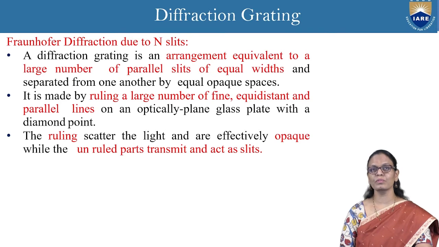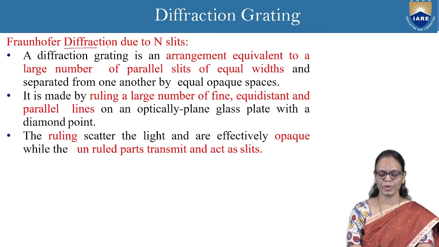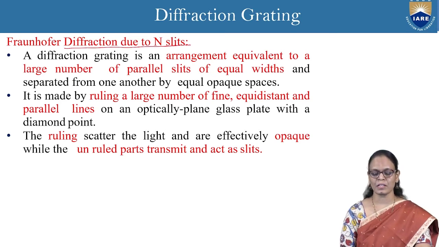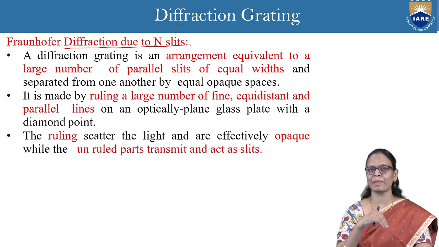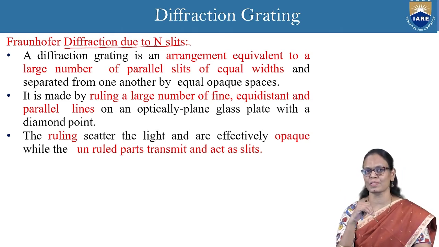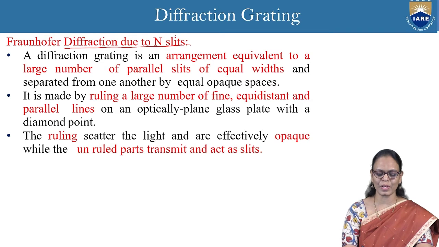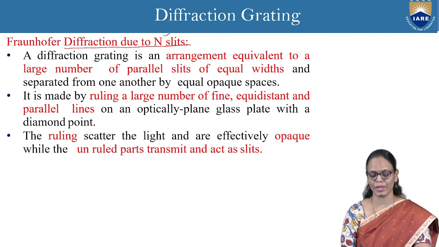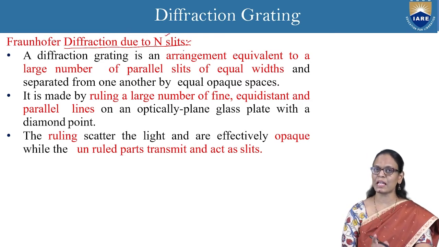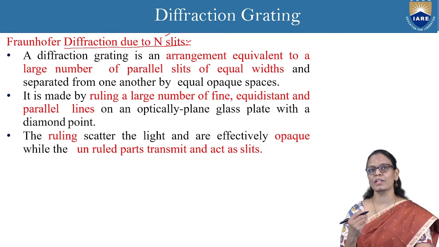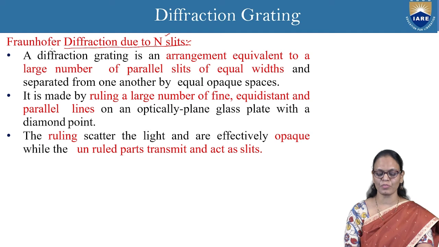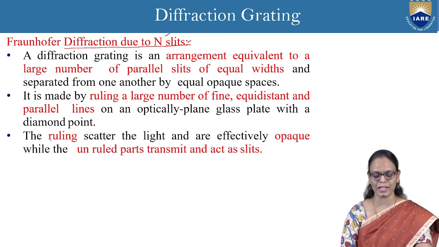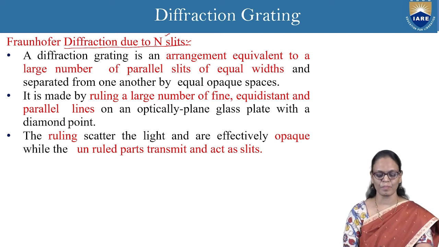Now let us go to diffraction due to n slits. We have seen that diffraction is nothing but bending of light around the corners of obstacles. Now how many obstacles do we have? We have n number of obstacles, n slits. We have seen what is happening with one slit, what the resultant is, and what the amplitude is. So the Fraunhofer diffraction due to N slits we are going to observe now.